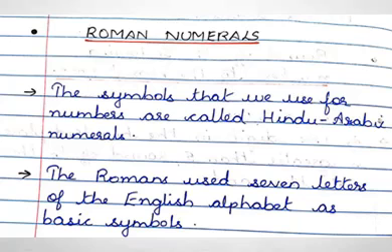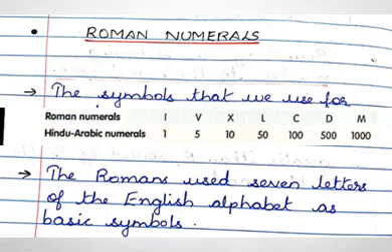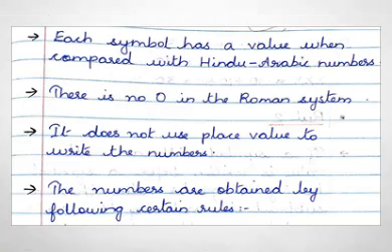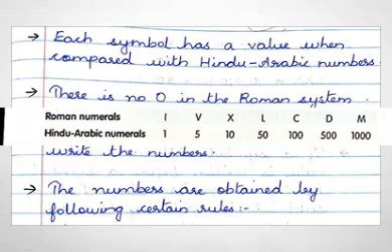The Romans used 7 letters of the English alphabet as basic symbols. Each symbol has a value when compared with Hindu-Arabic numbers. In Roman numerals, I is used for writing 1. V is used for writing 5. X is used for writing 10. L is used for writing 50. C is used for writing 100. D is used for writing 500. M is used for writing 1000.